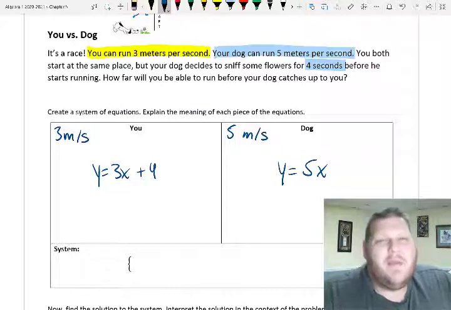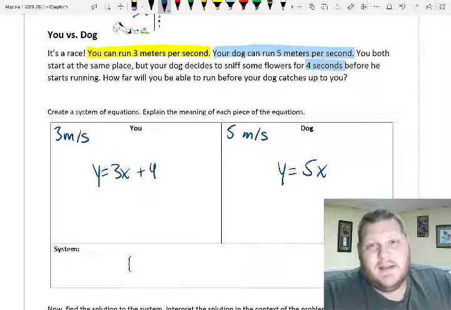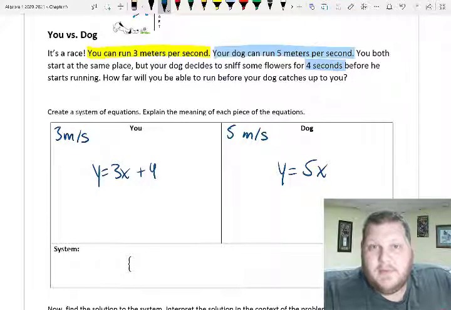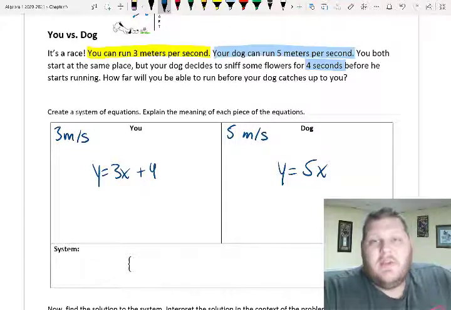But again, you have to be careful with these problems. This one's a little bit tricky because we have a 4-second head start. And in this case, my y value, which means my y-intercept, is going to be a starting position, a starting distance from where our dog is. So we have a 4-second head start, but not a 4-meter head start.